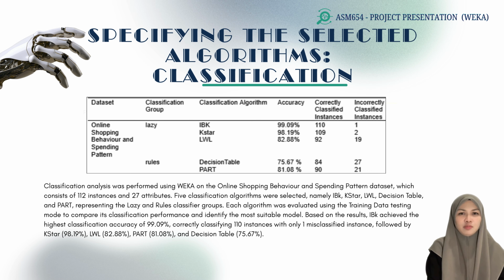This showed that IBK produced the best performance compared to other algorithms. The second highest accuracy was achieved by K-star with 98.19%, followed by LWL with 82.88%, PART with 91.08%, and decision table with 75.67%. Therefore, we can conclude that IBK is the most suitable classification algorithm for this study because it achieved the highest accuracy and the lowest classification error in predicting online shopping behavior and spending pattern.